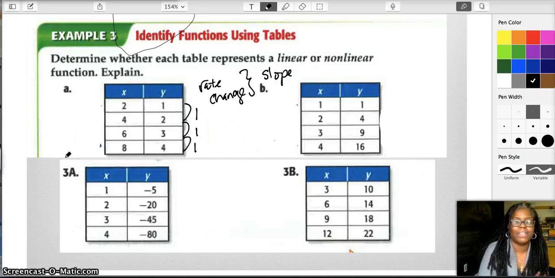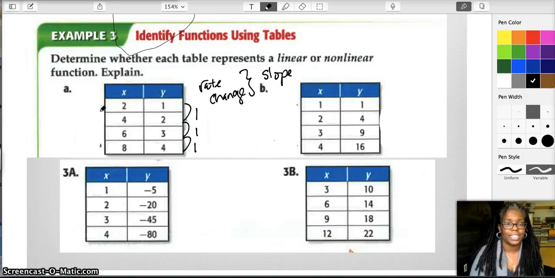Let's make sure that we have the same consistency with the change of x. So as I go from 2 to 4, that's going up by 2, or positive 2 change. Another positive 2 change as we go from 4 to 6. And another positive 2 change as we go from 6 to 8. Notice that the rate of change is going to be the same. 1 over 2, 1 over 2, 1 over 2.